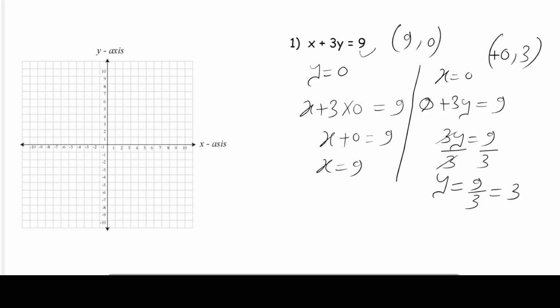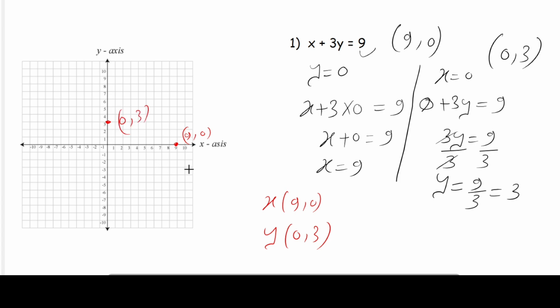Now plot these 2 points in this graph. So we have the x-intercept, which is (9, 0), and the y-intercept, which is (0, 3). So let's put x in the graph. We have to move to the right side from the origin by 9 units. So here we have this point, (9, 0), which is the x-intercept, and to put the y-intercept, which is (0, 3), here we have (0, 3).